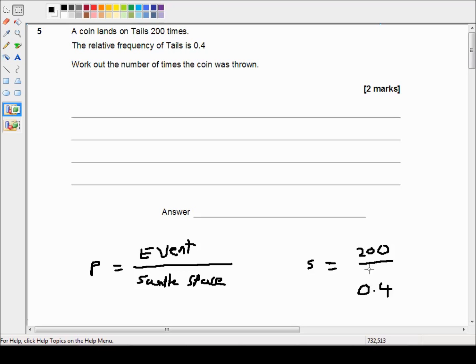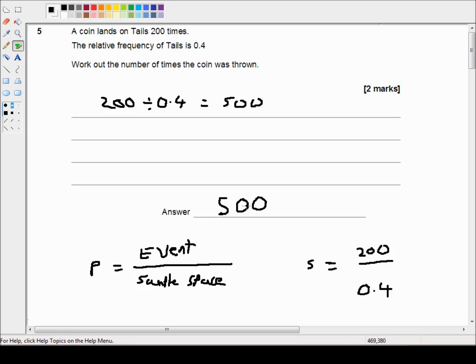Now you are allowed to use a calculator at this point. There's no problem with just taking your calculator, typing in 200 divided by 0.4, or you could observe that that's the same as 2000 divided by 4, which is the same as 1000 divided by 2, which is 500. So I would have just written 200 divided by 0.4 is equal to 500. So the coin was tossed 500 times.